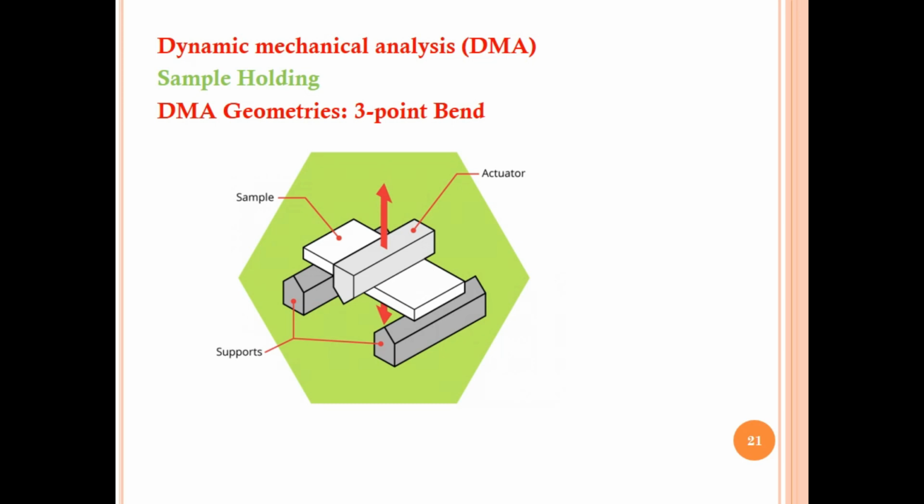Now, this is another type of sample holder in DMA technique, the DMA geometry. This is called the 3-point bend. In 3-point bend, the actuator is placed above the sample, while the supports are provided below the sample. That means the sample is between the actuator and the support. This type of DMA analysis is 3-point bend analysis, and this is the holding type. This type of sample holding is 3-point bend.